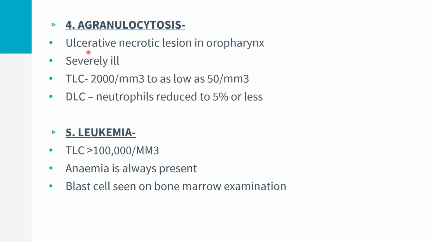In agranulocytosis, there is an ulcerative necrotic lesion in the oropharynx, and the patient here is severely ill because his immunity is severely compromised. The total leukocyte count is less than 2000 and can even be less than 50. The differential leukocyte count drops down to less than 5%. In leukemia, the total leukocyte count will be more than 1 lakh. Anemia is almost always present, and blast cells are seen on bone marrow examination.